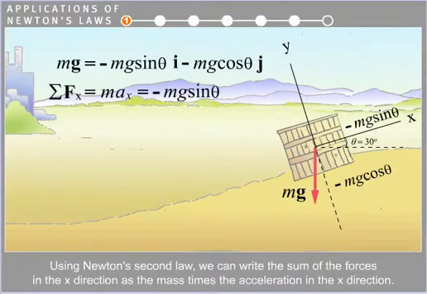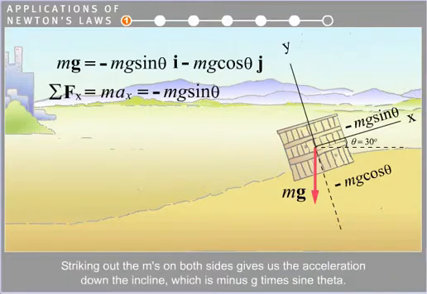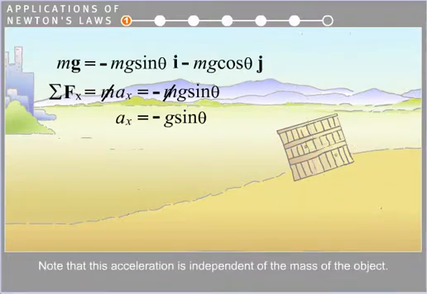Using Newton's second law, we can write the sum of the forces in the x direction as the mass times the acceleration in the x direction. The only force acting on the crate is gravity, with a magnitude of minus mg times the sine of theta. Striking out the m's on both sides gives us the acceleration down the incline, which is minus g times sine theta. Note that this acceleration is independent of the mass of the object.